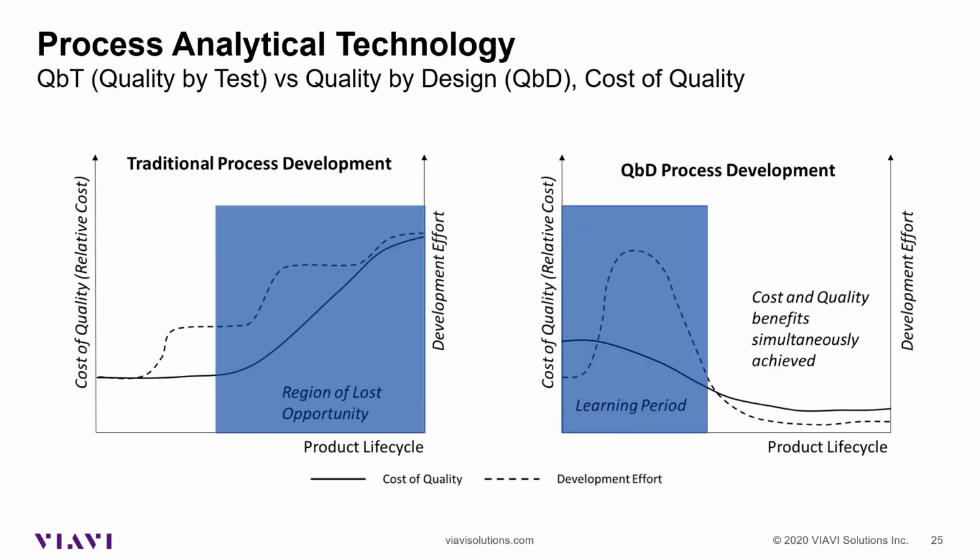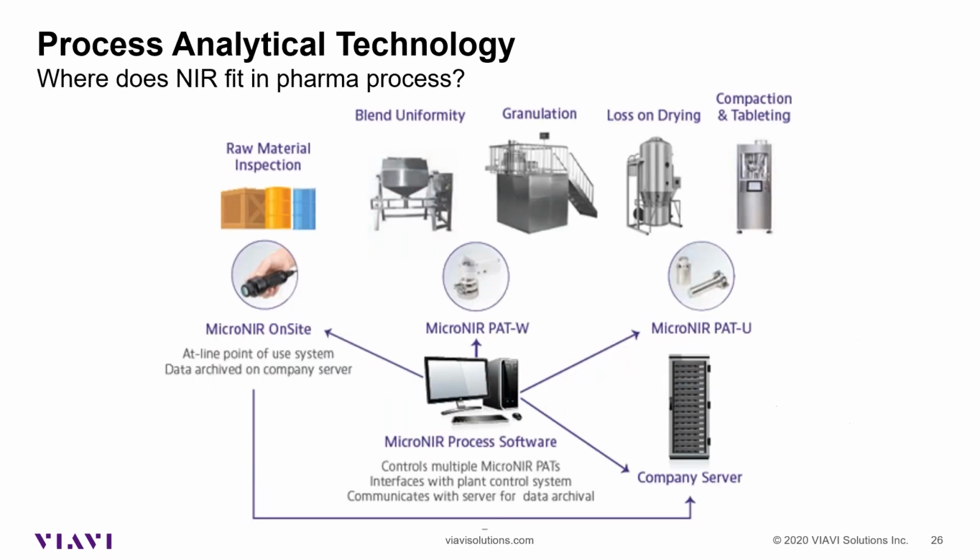Obviously, I showed this slide already last week. The cost of quality in the traditional approach, quality by test, is very low in the beginning and it goes up dramatically when you get something wrong in your production. In the quality by design, the costs are for sure higher in the learning period, in the beginning, in the R&D phase, but afterward they are constant forever along the product life cycle.